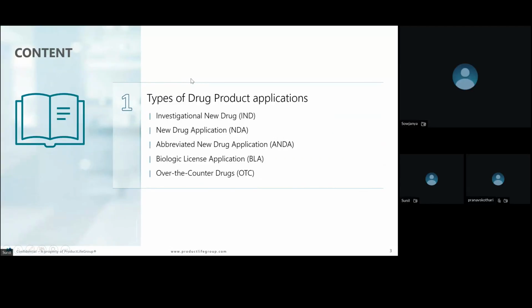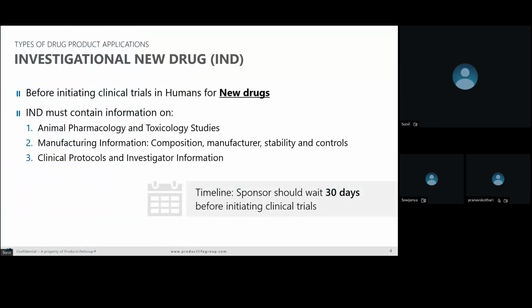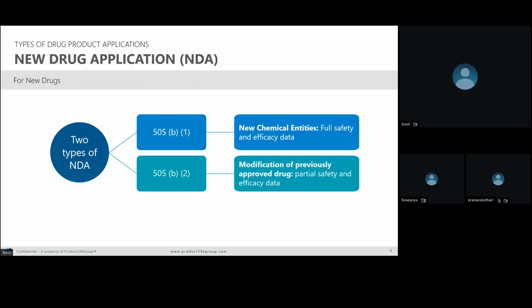So we started with different types of product applications. First, we covered IND, and we understood that IND is the first step before you can start any clinical trials, phase one, phase two, phase three. And after the approval of IND, you can start the clinical trials. And after the clinical trials are completed, you can file your new drug application along with the CMC data, PV batches and submission batches data, and stability data.